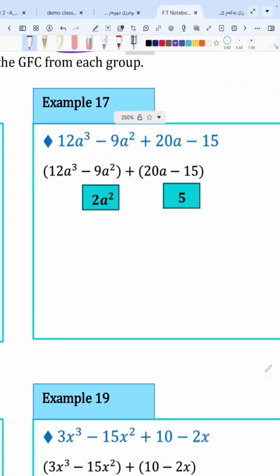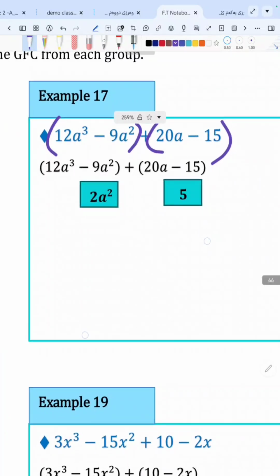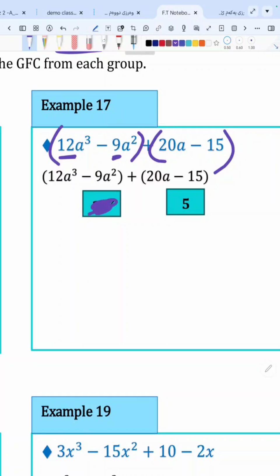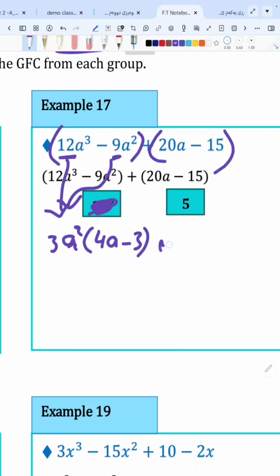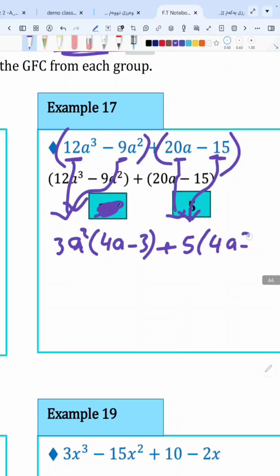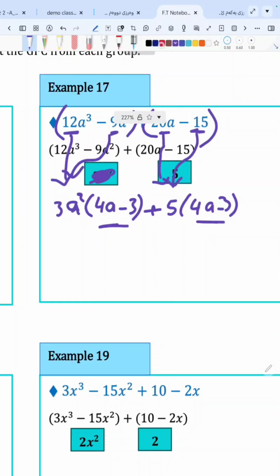In this example, we have 12a power 3 minus 9a power 2. We're going to put it inside one parenthesis and this one in the other parenthesis. Between 12 and 9, I have 3. Between a power 2 and a, I have a power 2. So 12a power 3 divided by 3a power 2, 12 divided by 3 equals 4a, minus 9 divided by 3, it's 3. a power 2 divided by a power 2 is equal to 1. So plus. For the other one, between 20 and 15, we have 5. 20 divided by 5, it's 4a, minus 15 divided by 5 equals 3. Now you have the same parenthesis? Yes. So it's a common parenthesis. It will be 4a minus 3. What's left here? 3a power 2 plus 5.